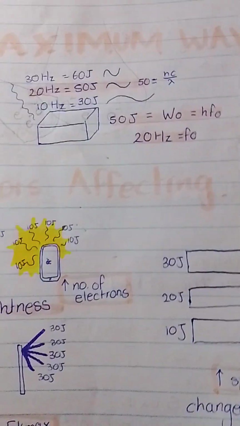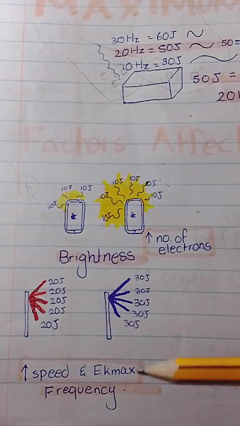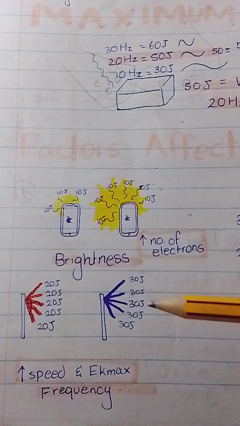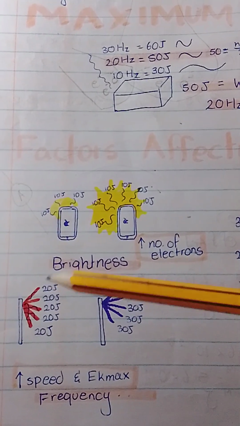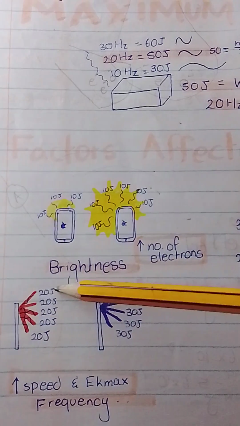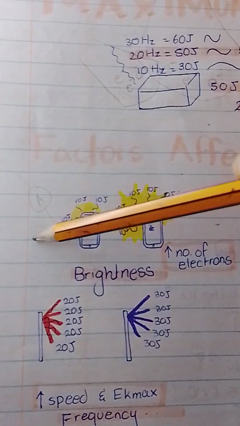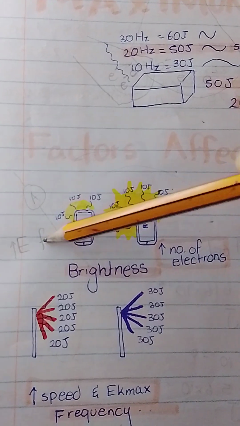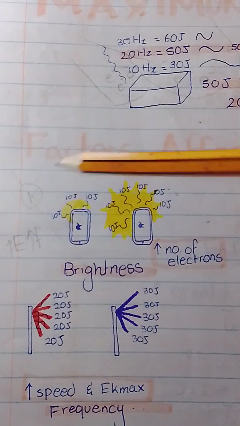Anyway, if you change the frequency, which just means you're changing the light, for example from red, because you have to remember red has the lowest frequency and longest wavelength, just know energy is directly proportional to frequency. The higher the frequency, the higher the energy.